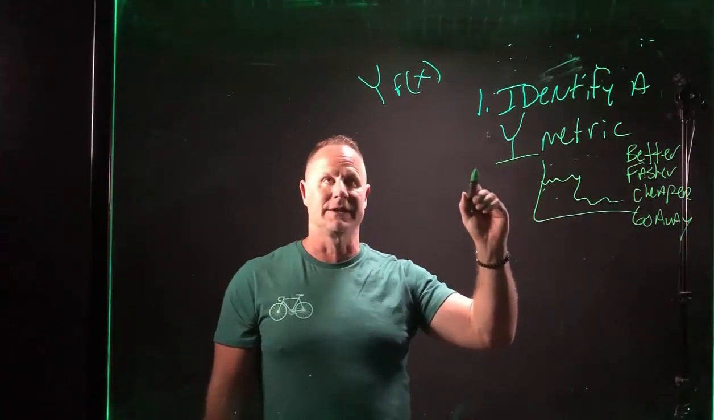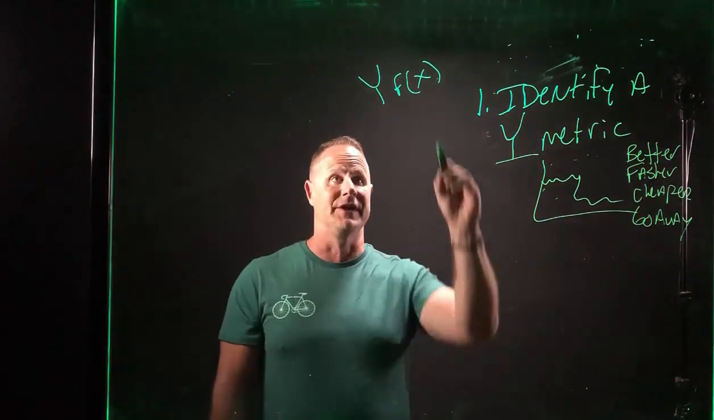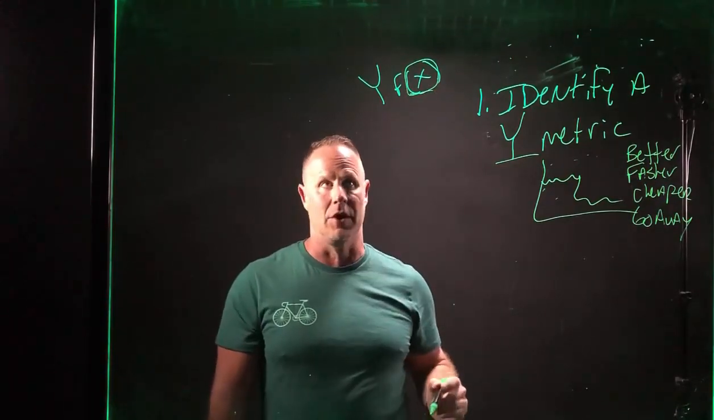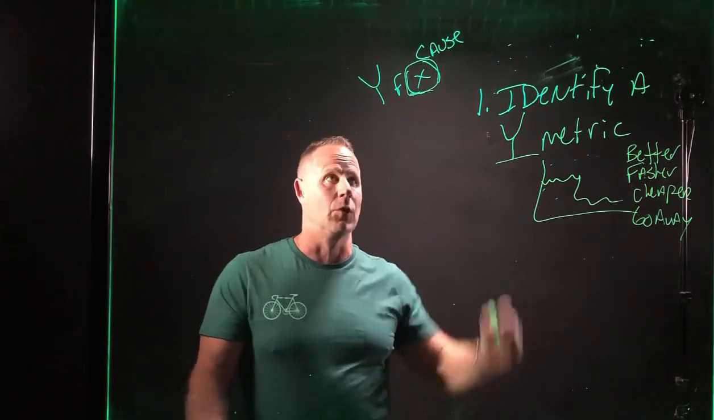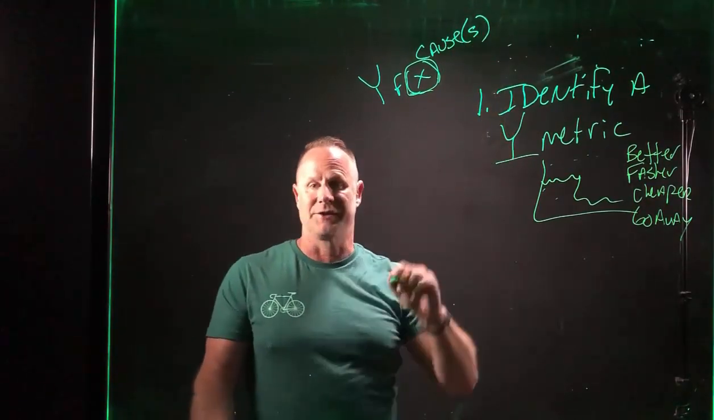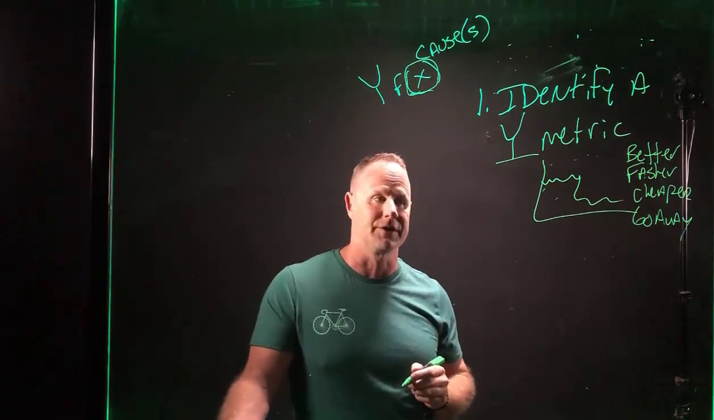But that's all Lean Six Sigma is: showing before and after improvement on a mathematical metric. The difference is we don't guess at what the X's are or the causes. The X's are the cause or causes. We don't guess. We use data to collect and prove or disprove whether or not it's a cause.